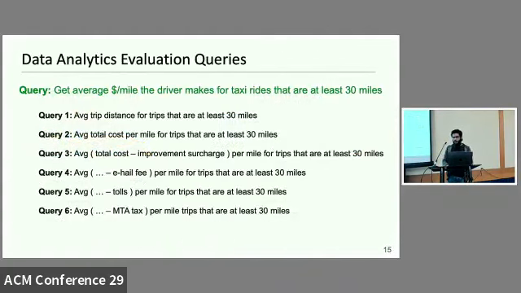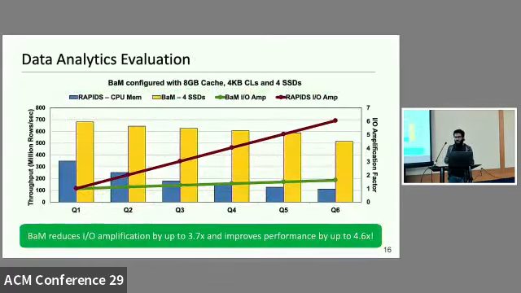For the query, we'll look at trying to get the average dollar per mile the driver makes for taxi rides that are at least 30 miles. We can build this query by starting with a simple one that just scans the trip distance column. Then we can add each needed data-dependent column one by one until we get the penultimate query in query 6. Here we show both BaM and Rapids throughput in executing these queries as well as the I/O amplification suffered.